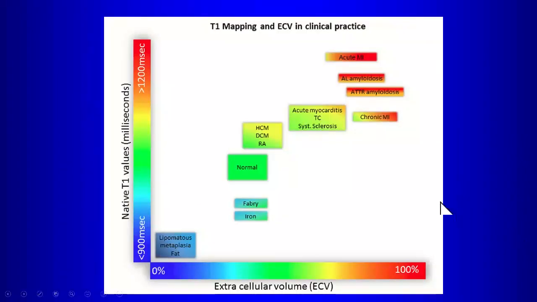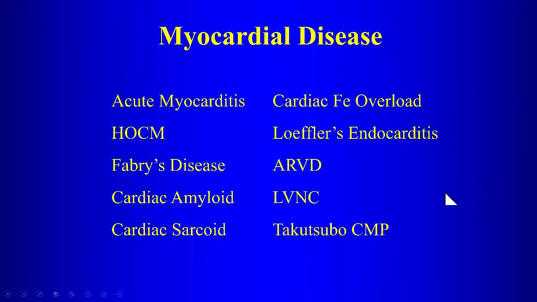All right, and then I've given you this too, going through the various disorders and how they might affect the extracellular volume fraction and the native T1. Notice that with Fabry's and iron deposition, these are intracellular disorders that don't affect the ECV in those cases. So that might be the tricky question that might come up on your exams, okay?